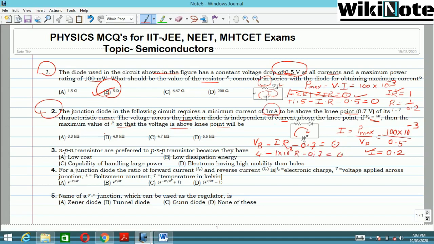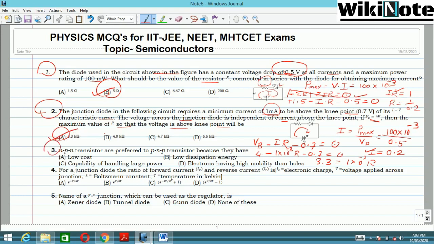So 4 minus 0.7 is going to be 3.3, and then this value will become positive. So this is 1 into 10 raised to minus 3 R, and if you look at this minus 3, it will come up to the numerator place, and 3.3 kilo ohm should be your answer.